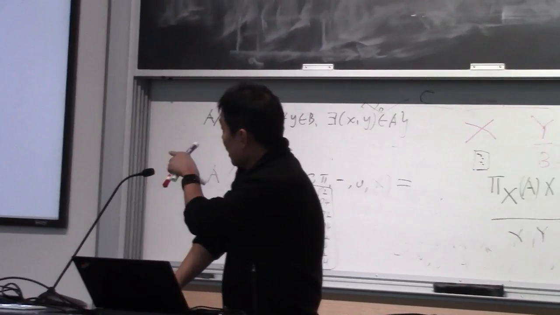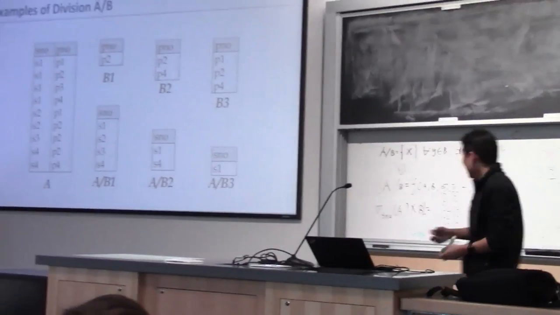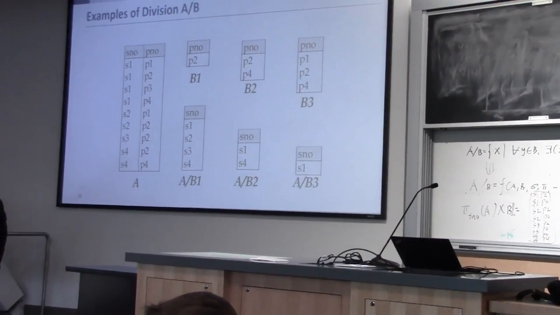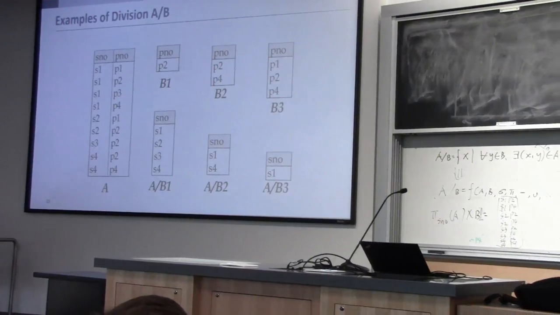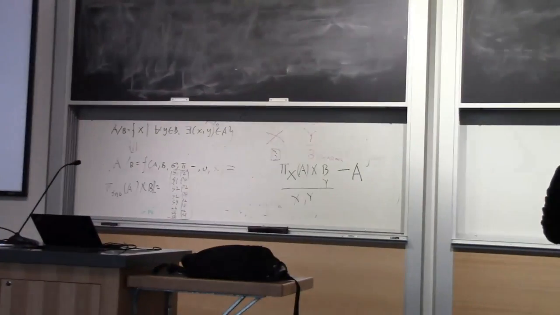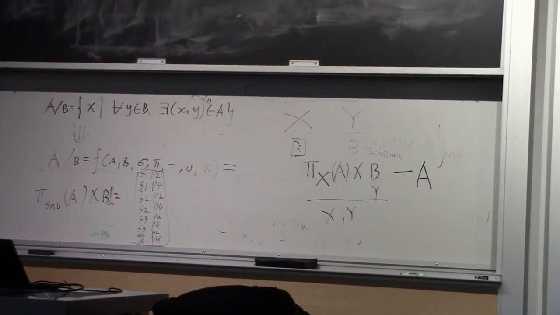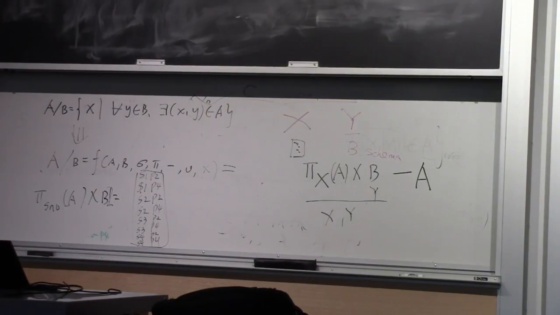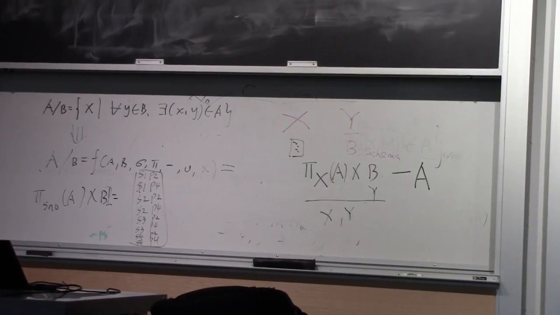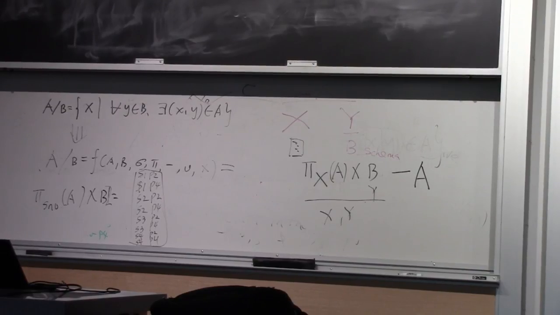The projection of X of A crossed with B. Now I will use this minus A. What do I get? I get rid of those X, Y pairs that have already appeared in the instance of A. What remains after this are those X and Y value combinations that do not exist in the instance of A. But you want them to exist. However, they do not exist.